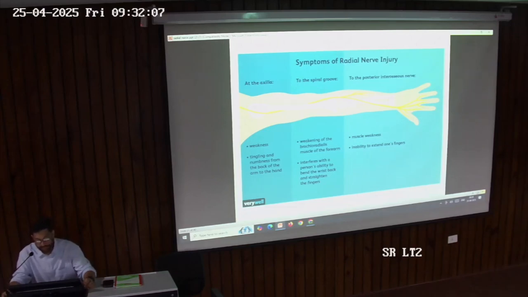At the axilla there is weakness, tingling and numbness from the back of the arm to the hand. At the spiral groove there is weakening of the brachioradialis and the muscles of the forearm. It interferes with the person's ability to bend the wrist back and straighten the fingers. And a low lesion affects the posterior interosseous nerve. There is muscle weakness and inability to extend one's fingers.